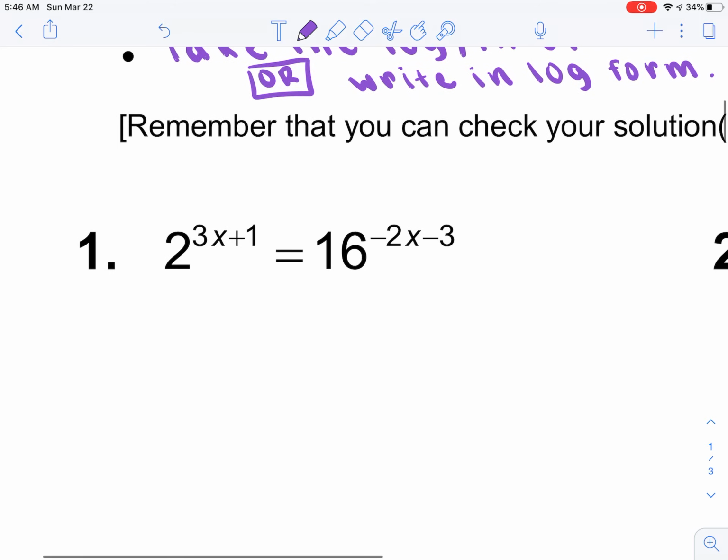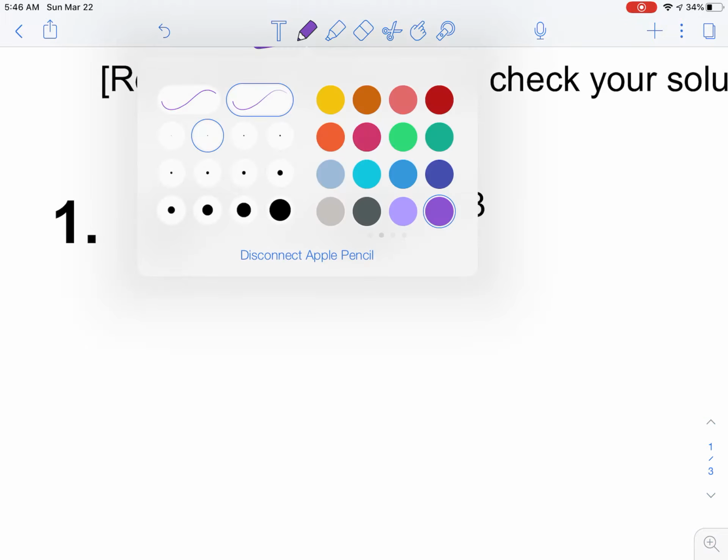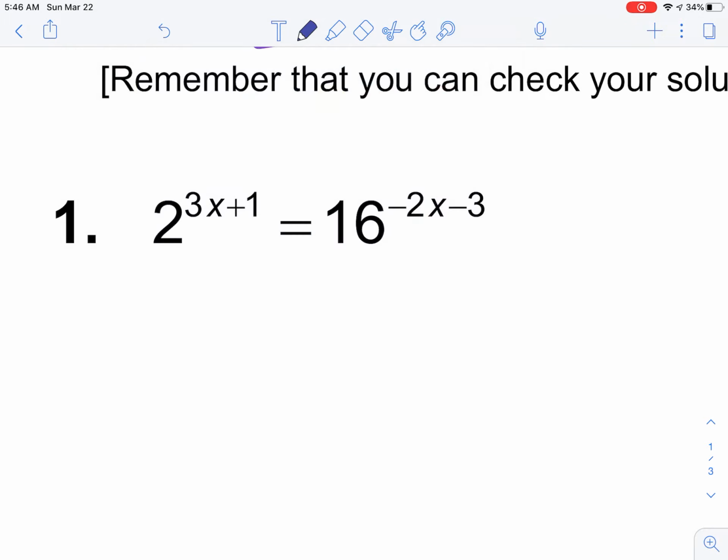So starting with the first problem, you are going to get an exponential equation where you have, or could possibly get, the same base on each side. If you look at both of these sides, you should see that 16 can be rewritten as 2 to the 4th power. Now, we do this because on the other side, we had 2 to some power.